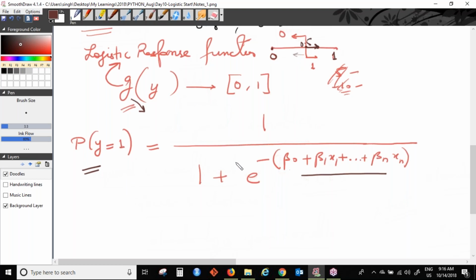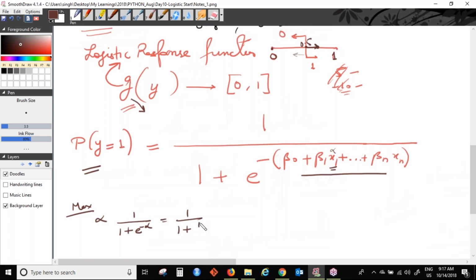If you see, it will always have a value between 0 and 1. How will you prove that? You just put some values. What is the maximum positive value we can have for x1? The maximum positive value we can have is infinity. So let's put infinity here and see what value of probability we get. Infinity into some constant, so this entire number will become infinity, but I have a minus sign, so it will become minus infinity. So I will get 1 divided by 1 plus e to the power minus infinity.